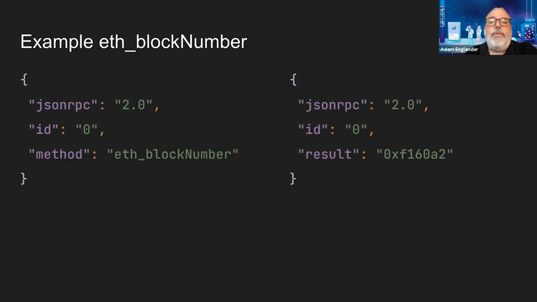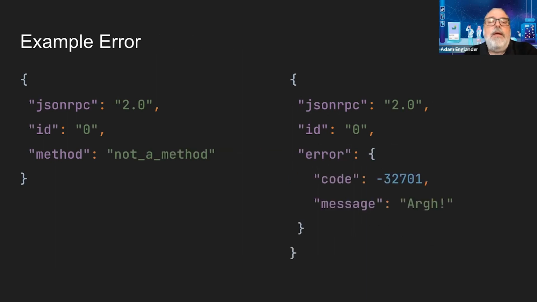Here is an example of a fairly simple RPC request and response. The method is block number, which retrieves the current block height. There are no parameters, so they're omitted. The result at this time, when you decode the hex, is 15,818,914. Errors are pretty self-explanatory. Check the spec for deciphering the codes.